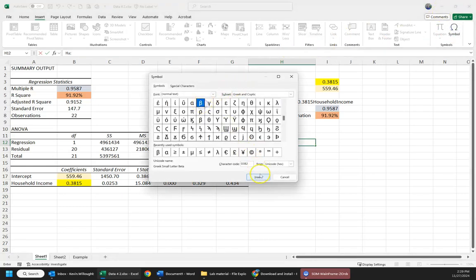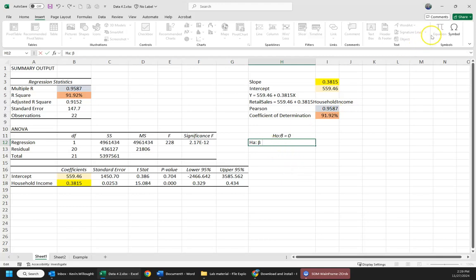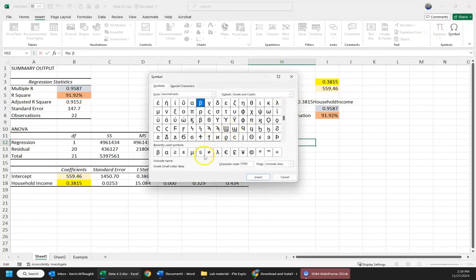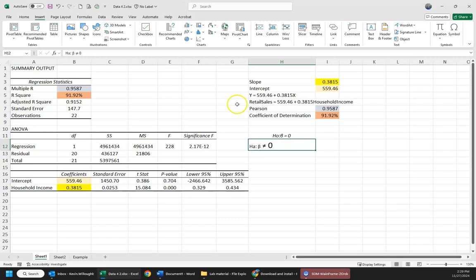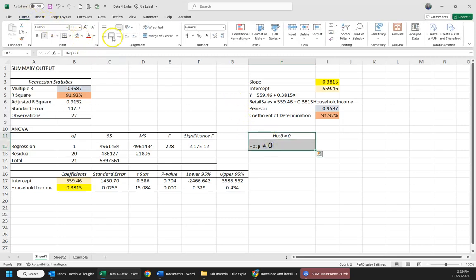On your computer assignment, you don't need to write down the null and alternative hypotheses. I'm just doing that to show you what it would be. Okay, there are our null and alternative hypotheses.